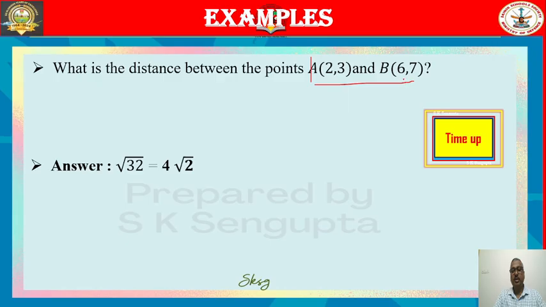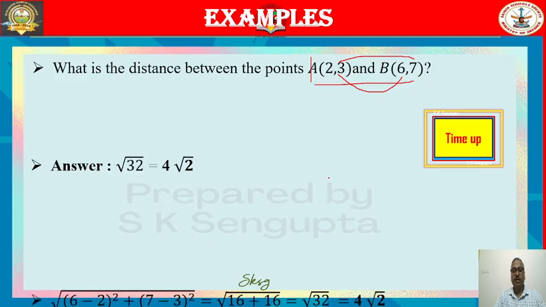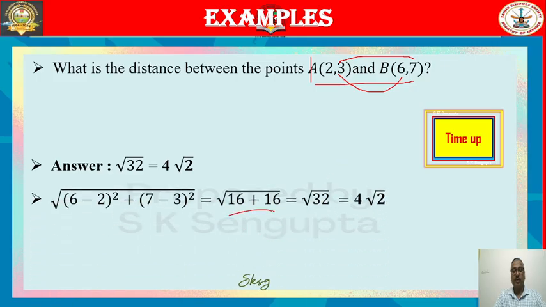By the concept, if we take x2 minus x1, we will get a positive value. So 6 minus 2 is 4, and 4 square is 16. Again 7 minus 3 is 4, and 4 square is 16. So ultimately we get root over of 16 plus 16, which is root over of 32, ultimately 4 root 2. The distance between these two points is 4 root 2.